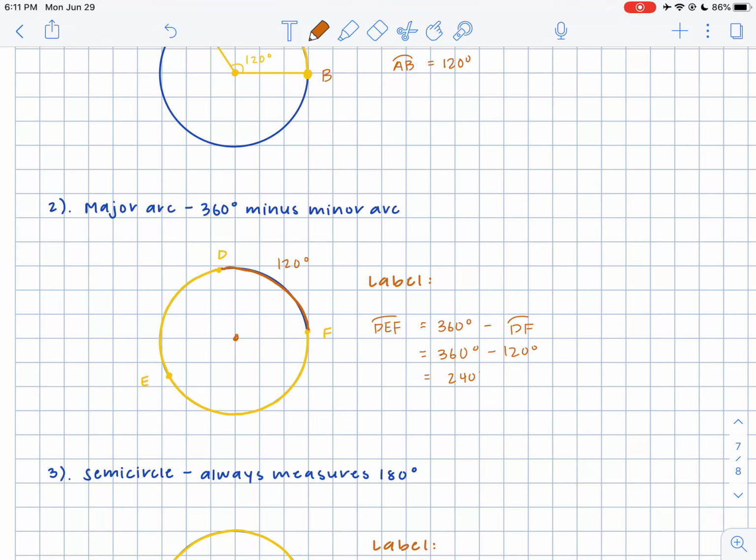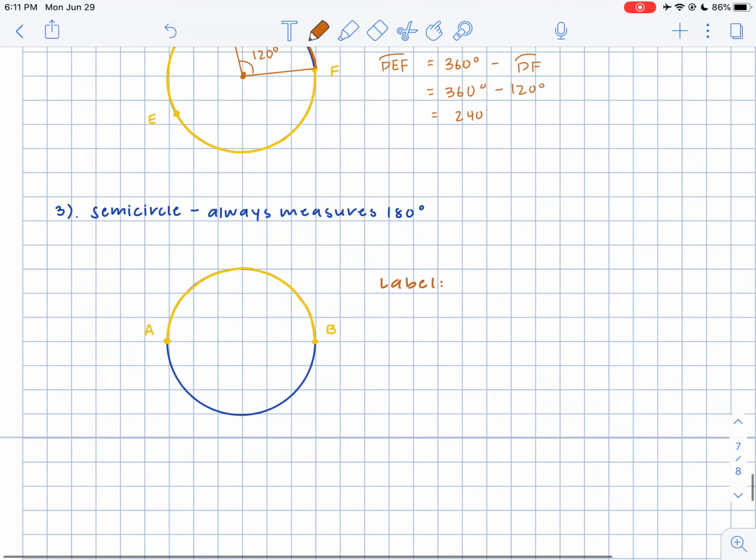And if we had a central angle and we drew the central angle, and we said that the central angle was 120 degrees, you can see that the minor arc is inside the central angle and the major arc is outside the central angle.